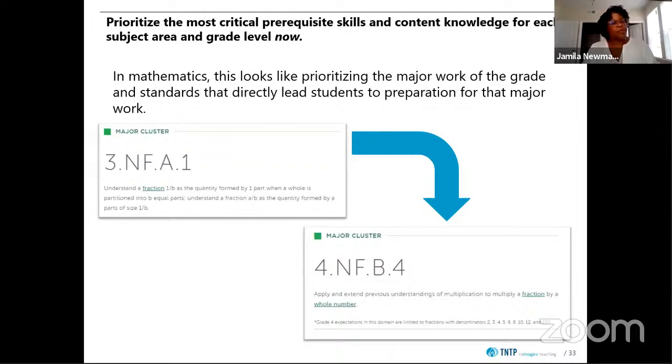So it's important that you use tools like the coherence maps that can be found on Achieve the Core, or other tools to really understand how the standards fit together and what prerequisite skills are necessary. But that you don't just go through the natural thing of, we'll only do major work of the grade, we'll cut out any additional standards.